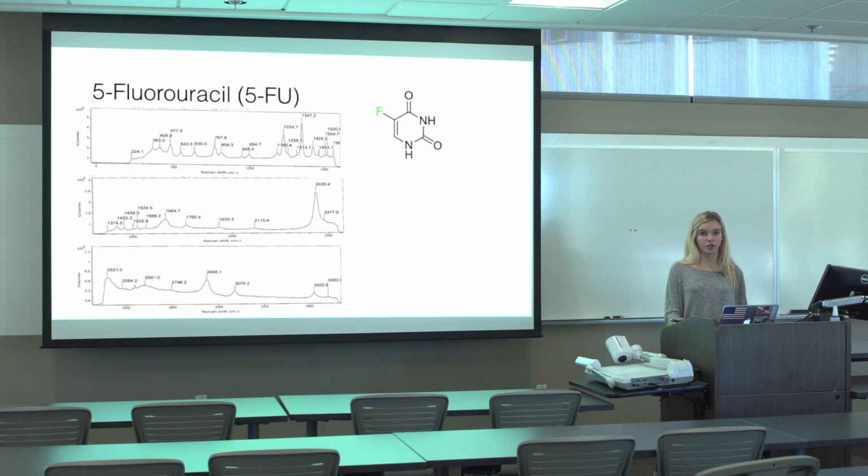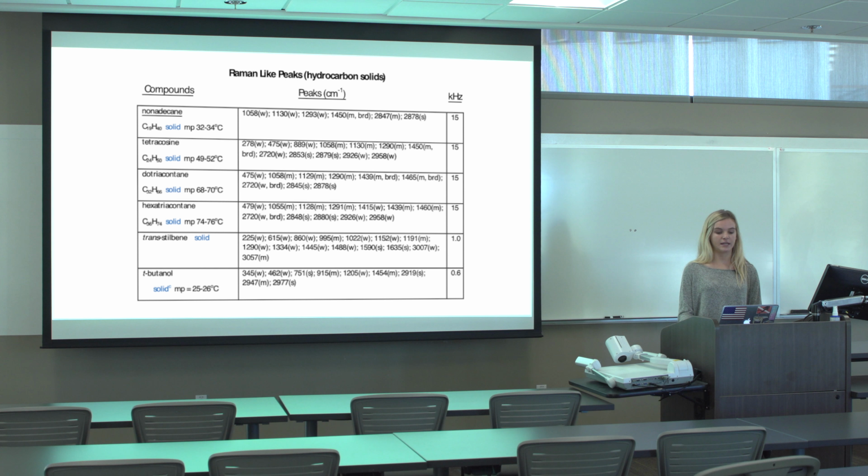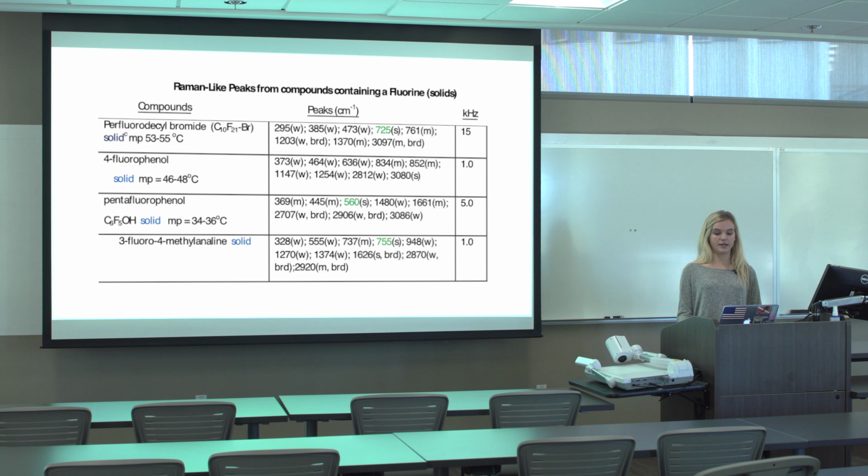Fluorine is not naturally occurring in the human body, so if we can use this laser to detect where the fluorine is and detect it in the tumor, that'll be success. Another form of this compound that's used is 5-fluorouridine, where a sugar is attached. Here's a sampling of our hydrocarbon solids that we've collected at relatively low frequencies. And here is a sampling of fluorine solids also at extremely low frequencies. The green again is where we believe our carbon-fluorine bonds to be located.